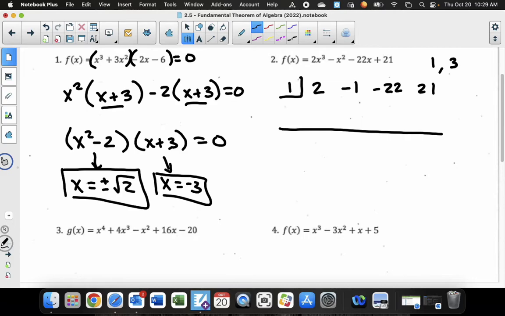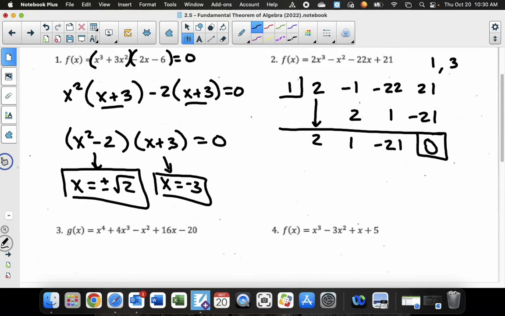And now here's the process. Whatever that first term is, you bring it down. Doesn't matter, you just always bring it down. And then we multiply by the 0. 2 times 1 gives me 2. And we add. -1 plus 2, 1. And then we go again. Take that, multiply by the 0. We get 1. And add. You get -21. Multiply by the 0. You get -21. Add. We get 0. I'm going to put a little box there.